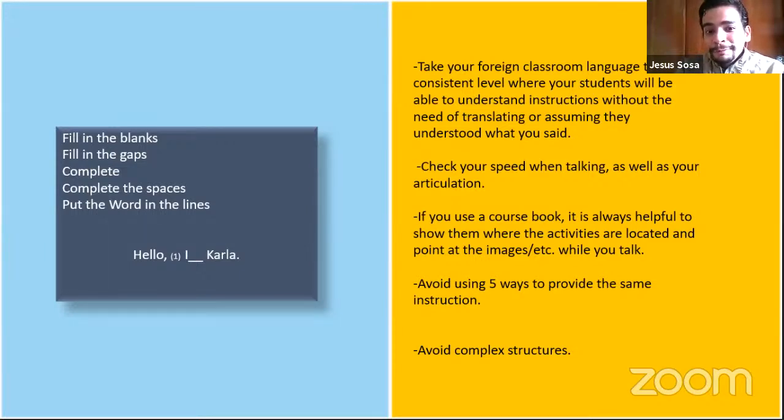Something that I told you right from the beginning: try to avoid having 5 different ways to deliver the same instruction, at least during the class. It's good if you get to say things in 5 different ways because then your students are going to understand there are different ways to convey the same information. But if you're a complete beginner, it's going to be a hard life for you in this case. And if you're working with complete beginners, which is our case, avoid complex structures at least at the beginning.